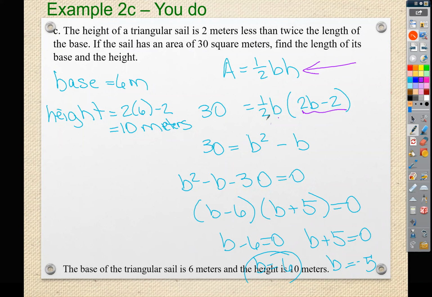We don't know what the base is, and so I distributed the 1/2 b into the parentheses, and I got that, and then I set one side equal to 0 and I factored. Your final answer, you would have gotten 6 and negative 5, but you know that a base distance can't be a negative number, so I just chose the 6.